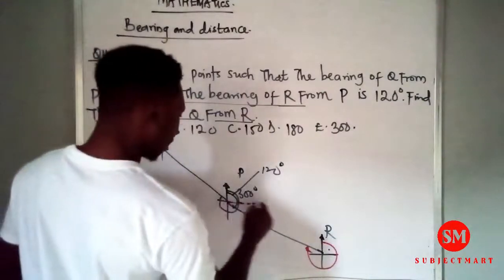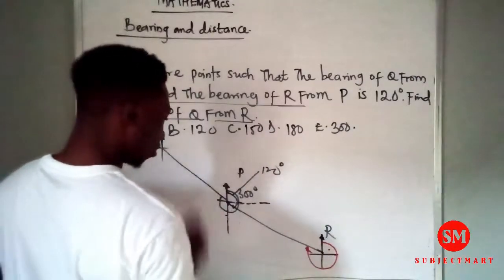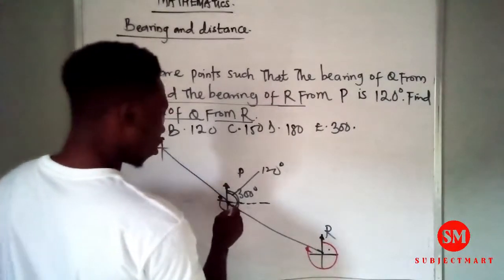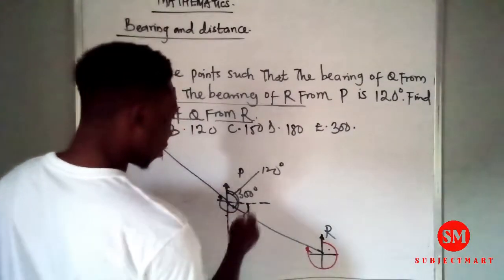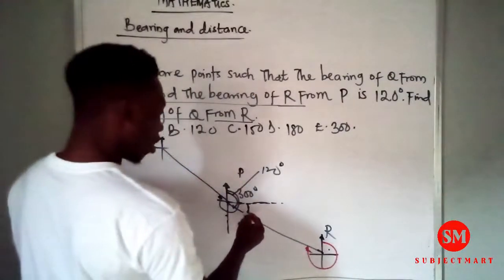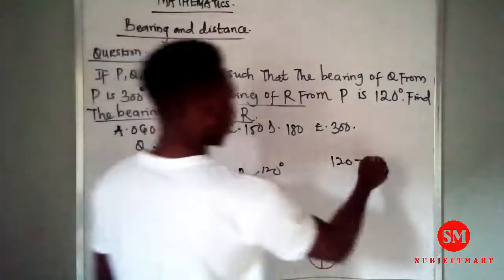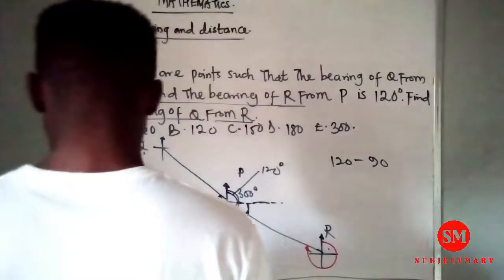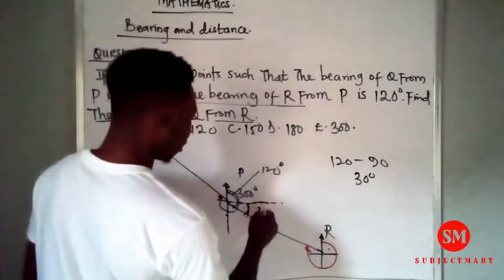Now, this is 90 degrees. So since from here to here is 300, sorry, from here to here is 300, and from here to here is 120, what is the value of this place? So the value of this particular angle here becomes 120 minus 90 degrees. With 120 minus 90, which is your 30 degrees. We have our 30 degrees here.